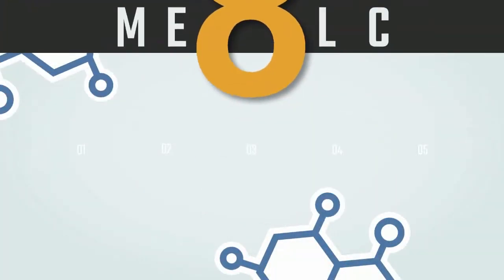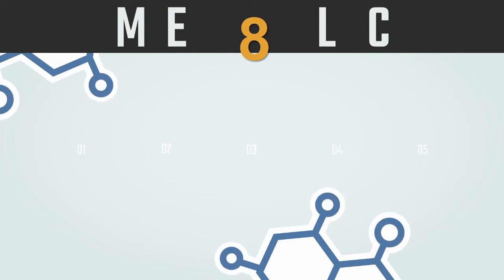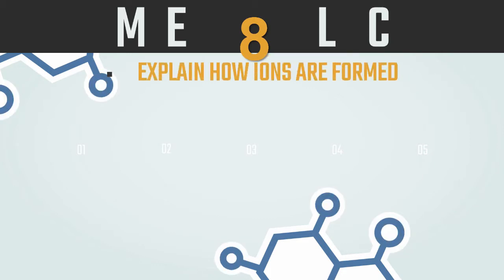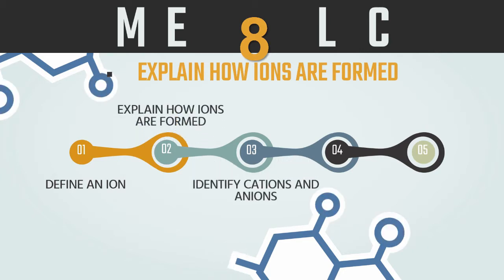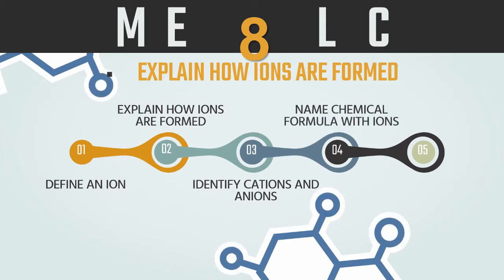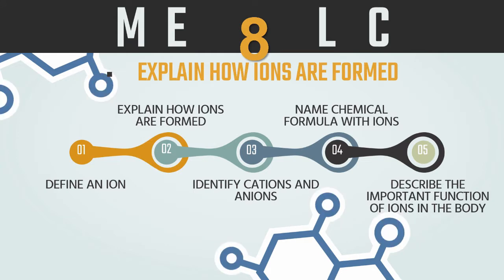Our topic for today is based on the 8th most essential learning competency, which is explain how ions are formed. We will be achieving this objective by discussing the following sections. Define an ion. Explain how ions are formed. Identify cations and anions. Name chemical formula with ions. And describe the important functions of ions in the body.